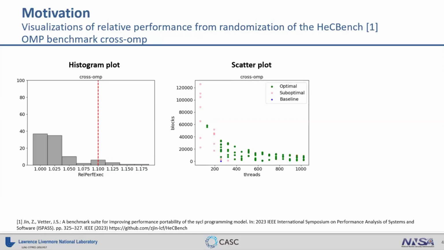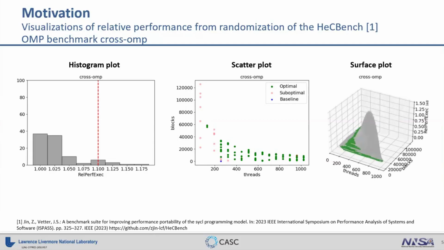Here is a scatter plot of the varied launch configurations with threads on the x-axis and blocks on the y-axis. The optimal configurations are in green and the suboptimal are in transparent red. And here we can see that if the developer chooses values for the number of threads less than 256, there's a high probability of selecting a suboptimal configuration.